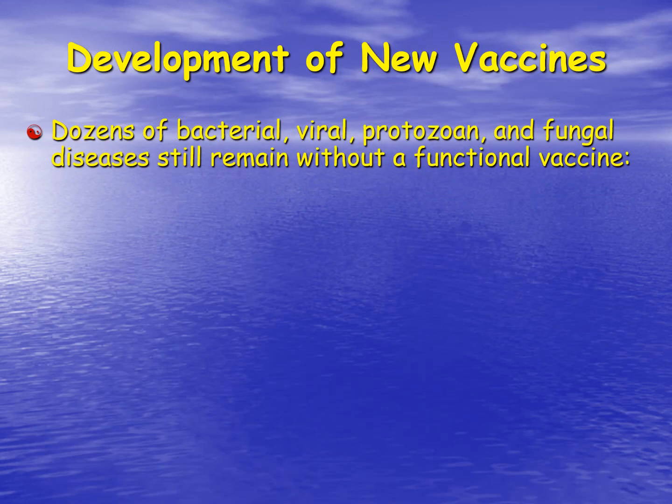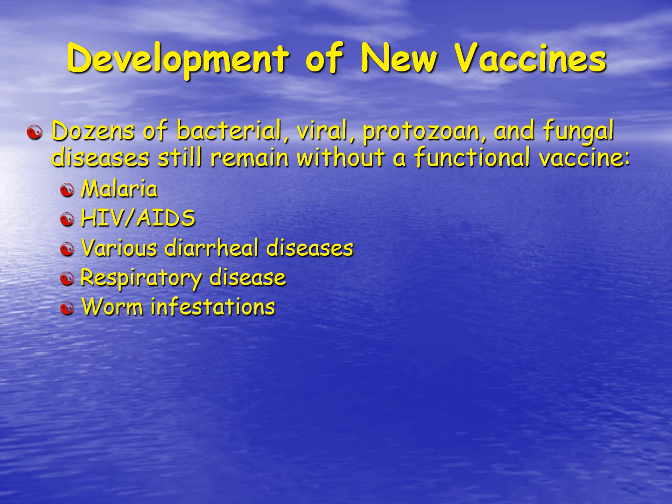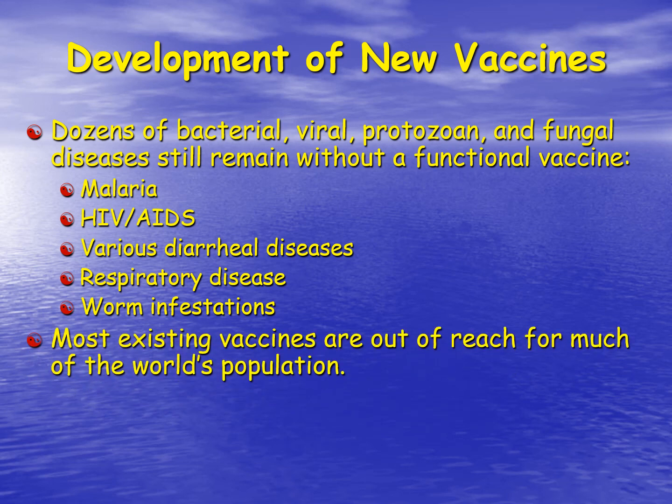Dozens of bacterial, viral, protozoan, and fungal diseases still remain without a functional vaccine, such as malaria, HIV that causes AIDS, various diarrheal diseases, respiratory diseases, worm infestations. And I'll say, we probably have more bacterial vaccines than we do virus, protozoan, and fungal vaccines. Most existing vaccines are out of the reach for much of the world's population. And so while we have, quote, eradicated smallpox through vaccinations in the world, we are now targeting polio to be the second disease, quote, eradicated from the world.